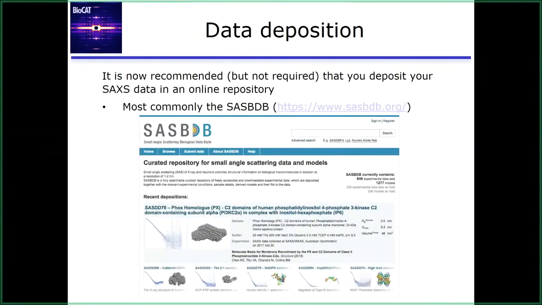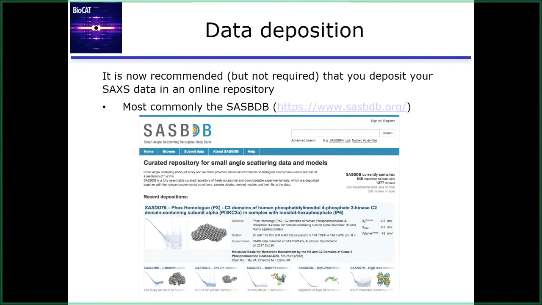So SAXS, additionally, these days, is pushing into data deposition. That's typically now recommended but not required: that you deposit your SAXS data in an online repository. The most commonly used of these, and I think mainly the only one used at the moment, is the SASBDB, which is run out of EMBL in Hamburg. And I think there are over 1,000 now. This is an old screenshot, maybe over 2,000. But essentially, it's aiming to be kind of like the Protein Data Bank, but for SAXS data, raw data deposition, model deposition. This is a good thing.